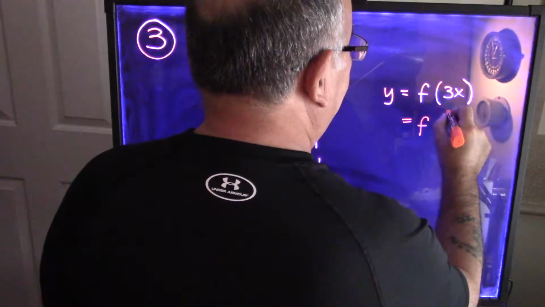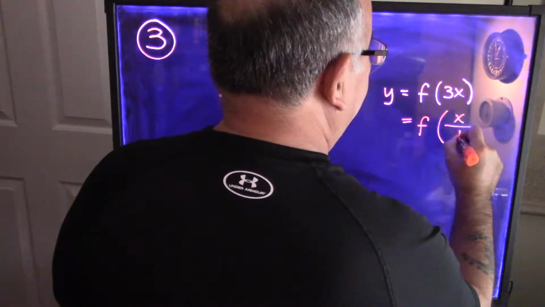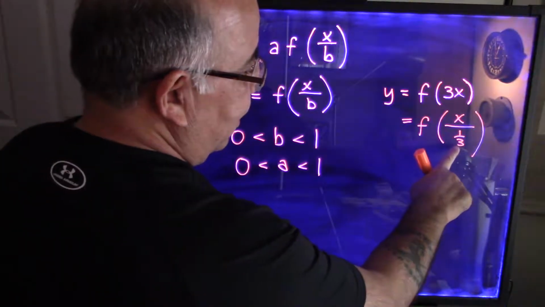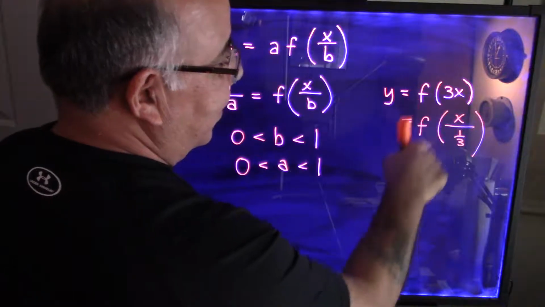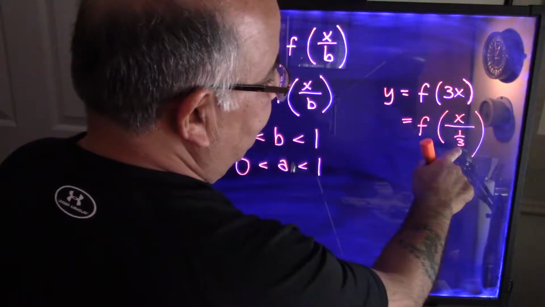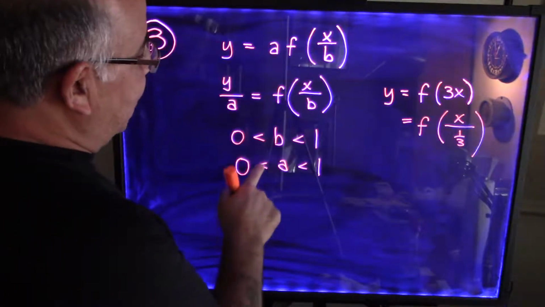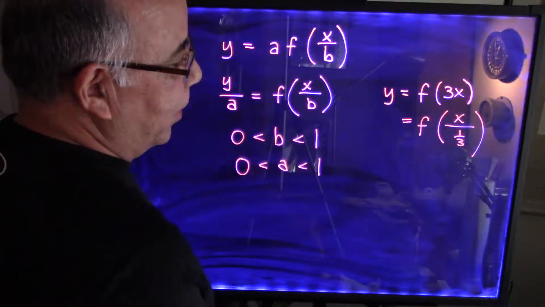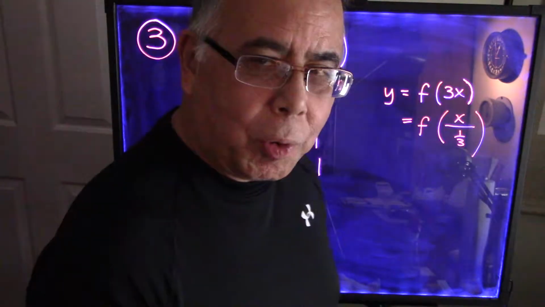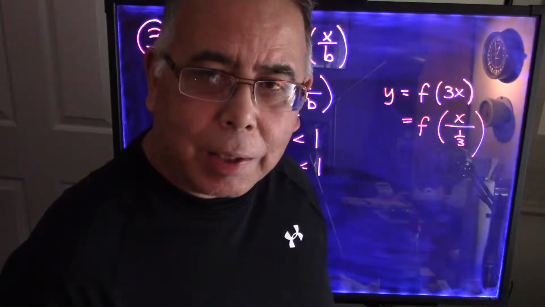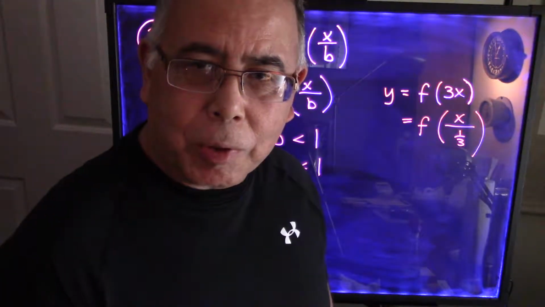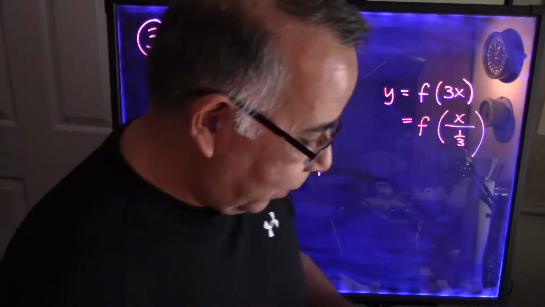This is f of x divided by 1/3, correct? These two are equivalent, right? You flip that fraction over, multiply by the top, that gives you the 3x. So this is equivalent, and that 1/3 is between 0 and 1. That's your b in this formula. And that 1/3 tells you it's going to shrink horizontally, or compress horizontally, by 1/3. That is, the original function, f of x, will be horizontally compressed by a factor of 1/3. So that's basically it.